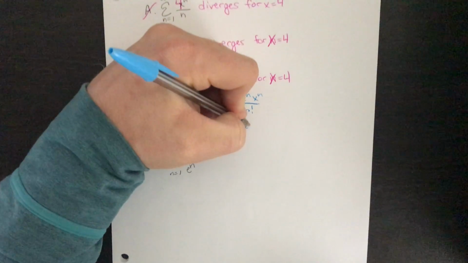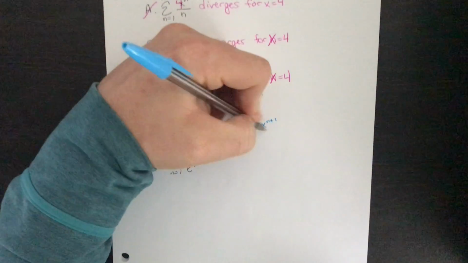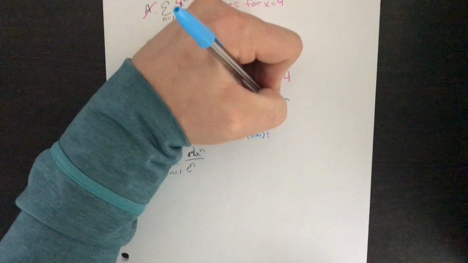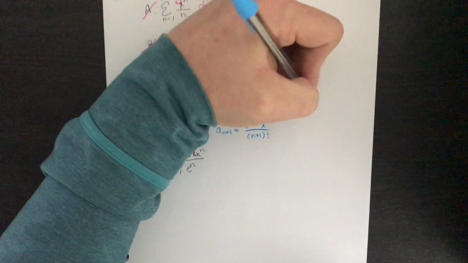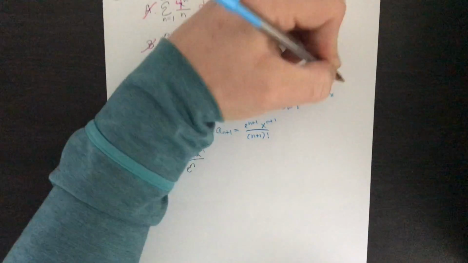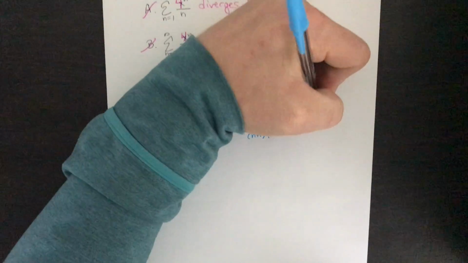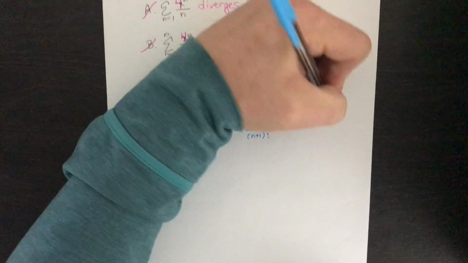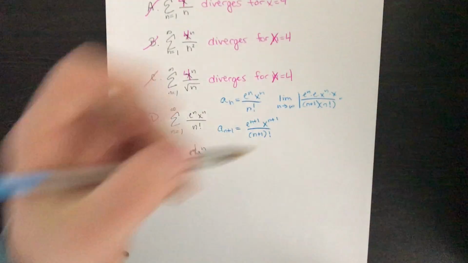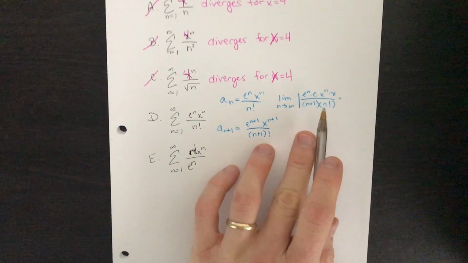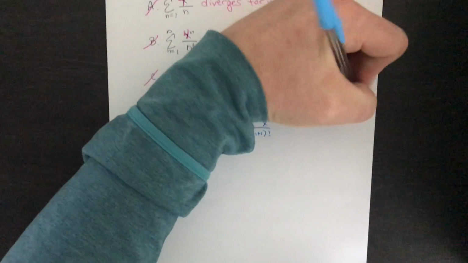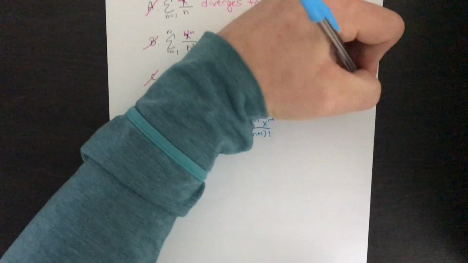A sub n plus 1 is e to the n plus 1, x to the n plus 1 over n plus 1 factorial. Putting that together in my limit, as n goes to infinity, we have e to the n times e times x to the n times x over n plus 1 times n factorial. That's a sub n plus 1 expanded. And now I'm going to multiply by the reciprocal of a sub n, so n factorial over e to the n times x to the n.